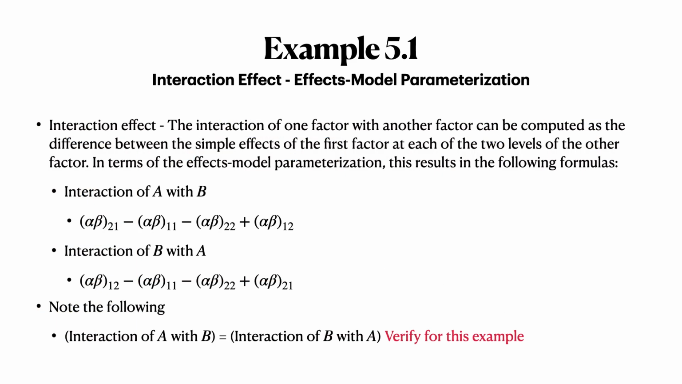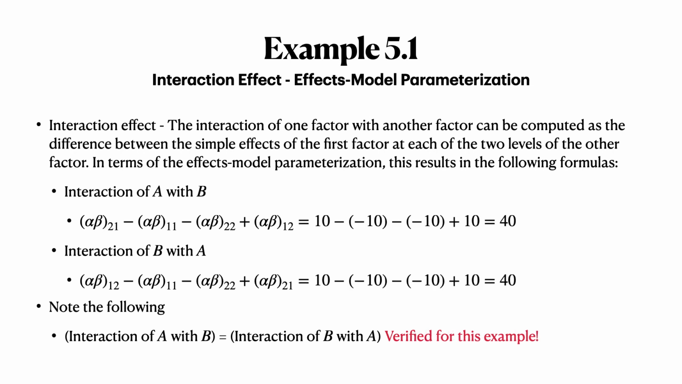Okay, in terms of the effects model parameterization, we can calculate the interaction of A with B and the interaction of B with A in terms of the effects model parameters. And you can see the expression here. We were given these values in the statement of the example. And so when we plug those in and do the calculation carefully, we see that for both interactions, or for both ways of looking at the interaction, we get a value of positive 40.